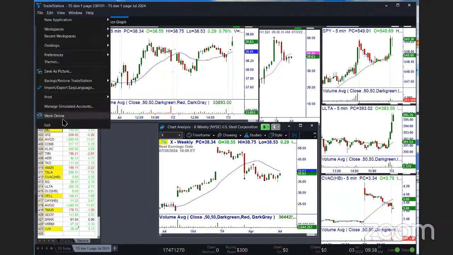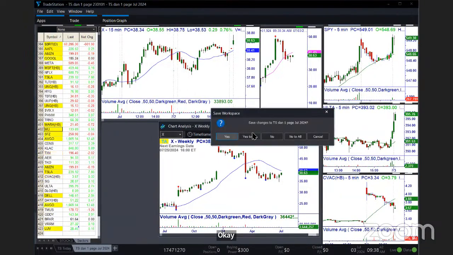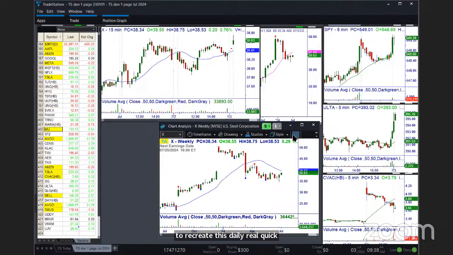Let me just X out of this. It'll be easier than me trying to recreate this daily real quick. All right, one sec. Stupid computer. No, stupid software. That wasn't the computer's fault this time.